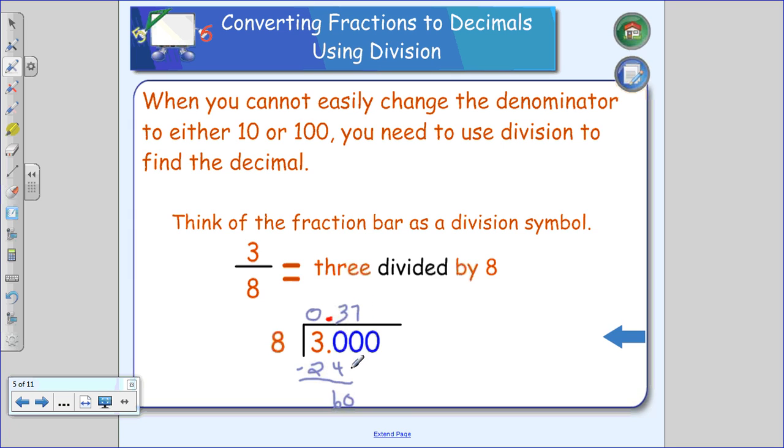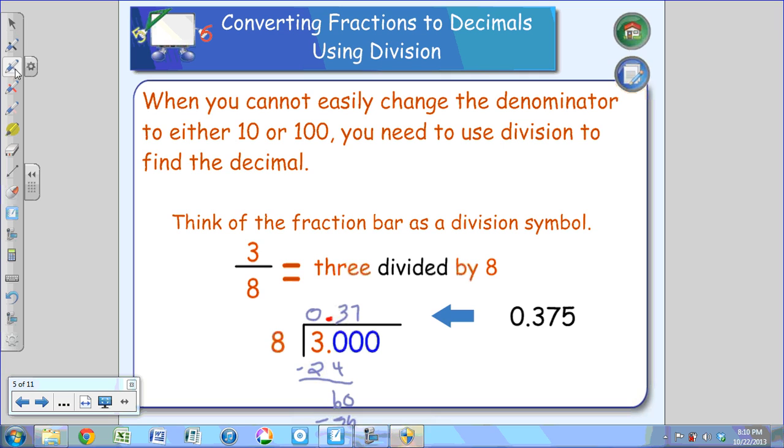8 times 7 is 56. I'm going to run out of room. 60 minus 56 is 4. And I'm going to just keep dividing here, but I ran out of room. Oh, we were almost done. Yeah, because that's going to be 40.